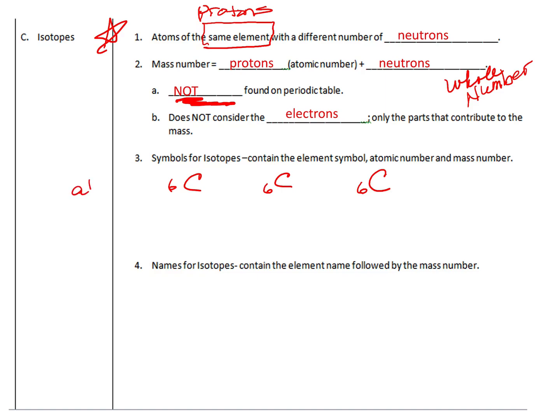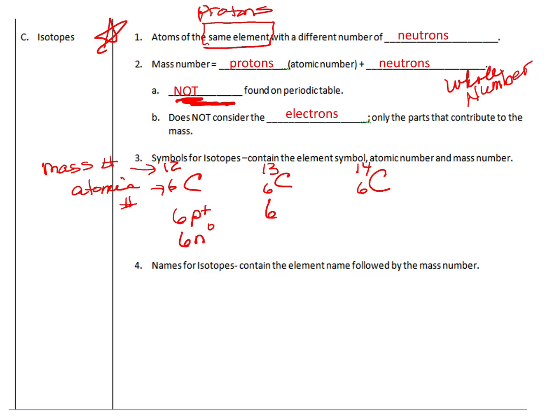So our atomic number is on the bottom, and then our mass number is on the top. And so our carbon 12 has 6 protons. And how many neutrons will it have? Well, the total mass is 12. We already have 6. So 12 minus 6 is 6. So there are 6 neutrons.